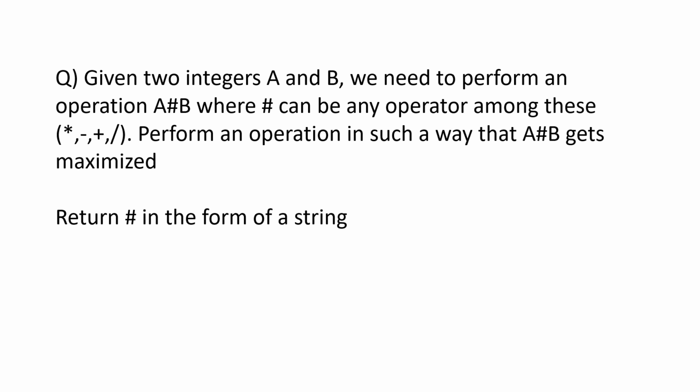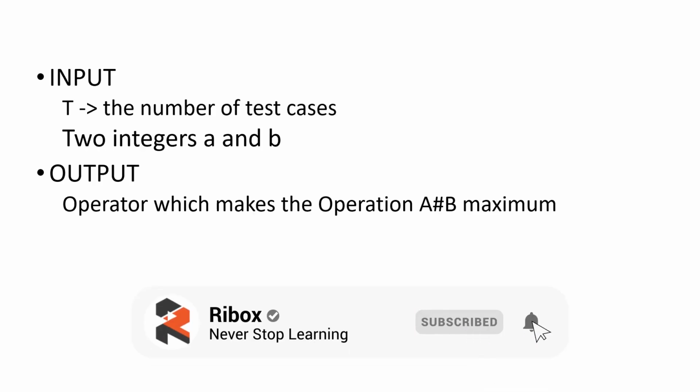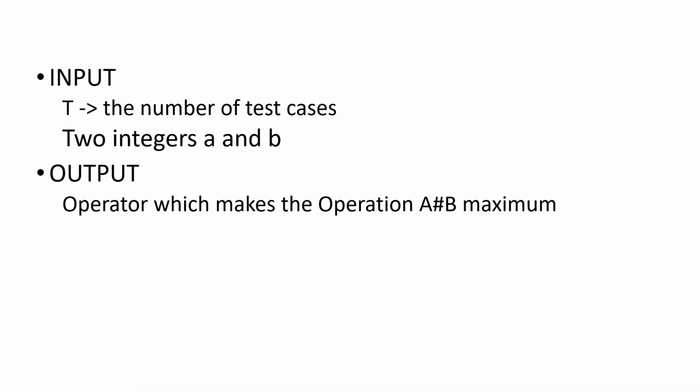So the value or the operation which is represented in the form of hash has to be returned in the form of a string. So let's look at the sample input and output. The input will be first of all t, that is the number of test cases, and following it we will get two integers a and b as an input. We have to output the operator for a hash b, that is we have to output hash, which will make the particular operation maximum.